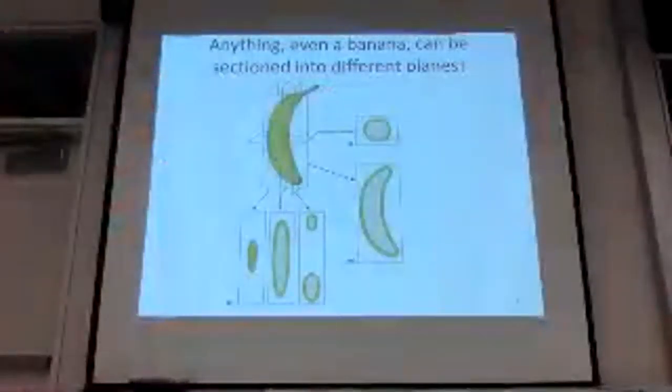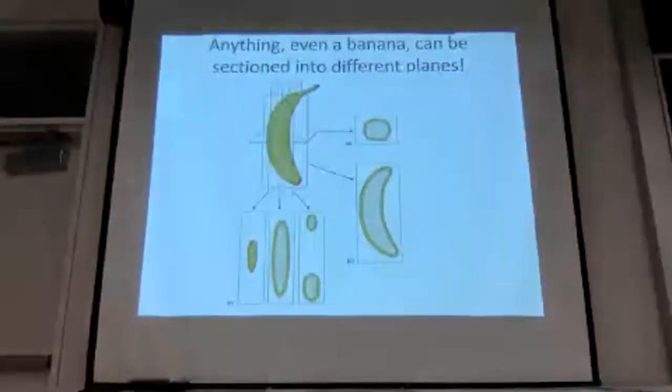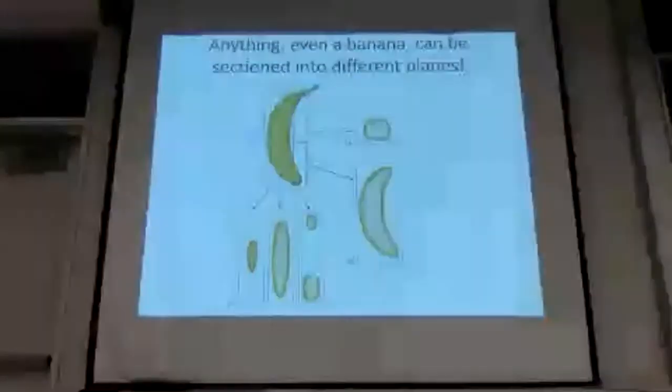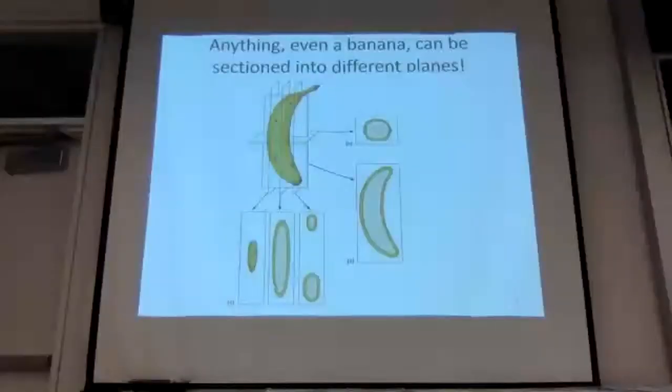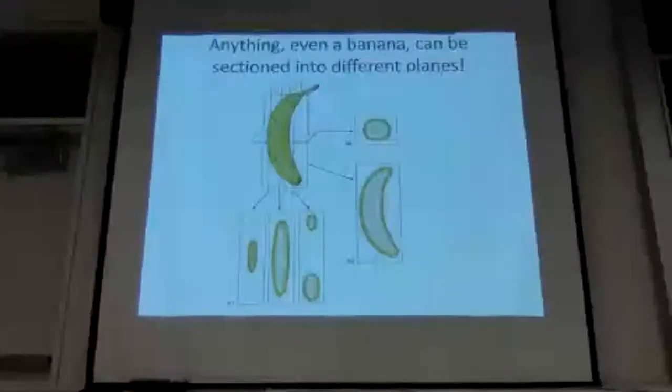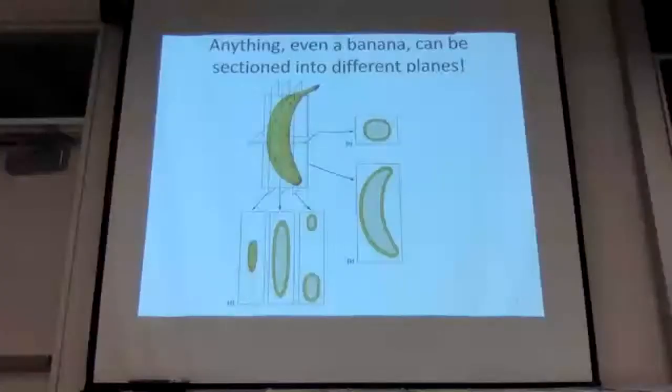So I did transverse. Label the type of section that you made as well. Middle, parasagittal, frontal, transverse.